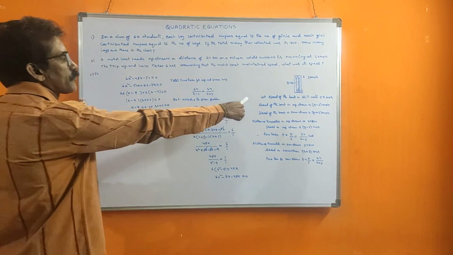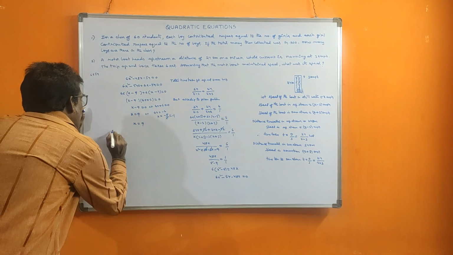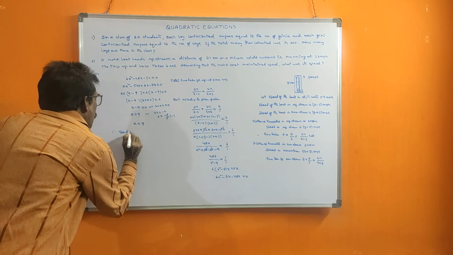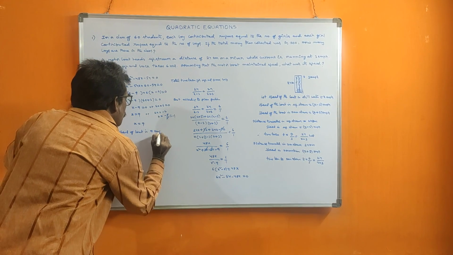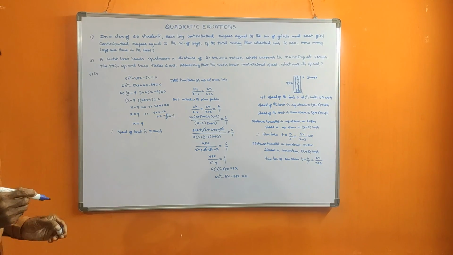What is x? Speed of the boat. Therefore, the speed of the boat is 9 kmph. So this is the answer.